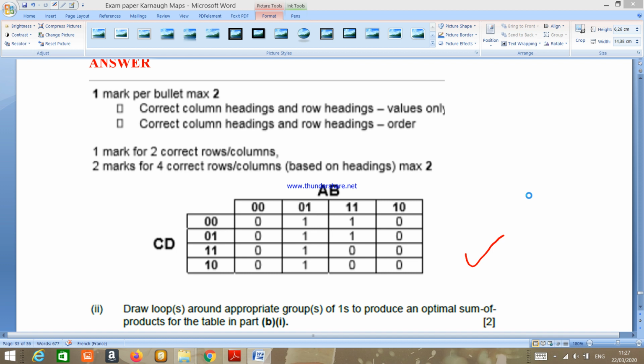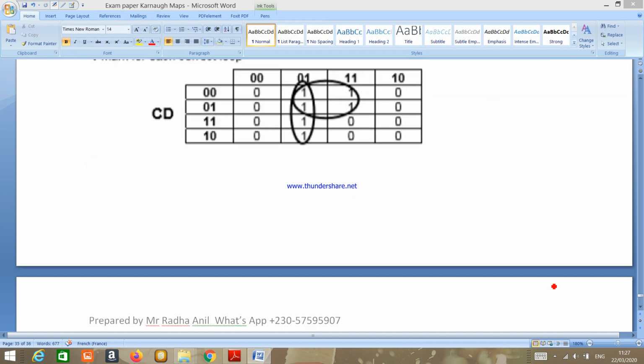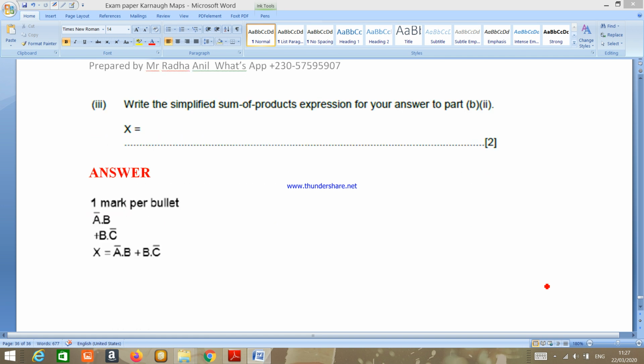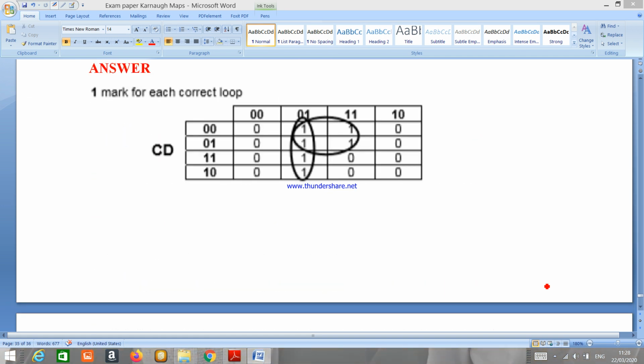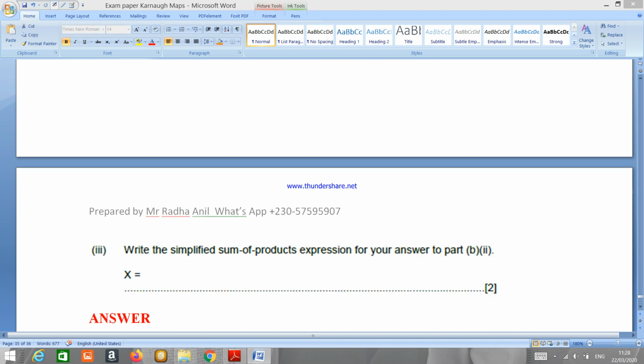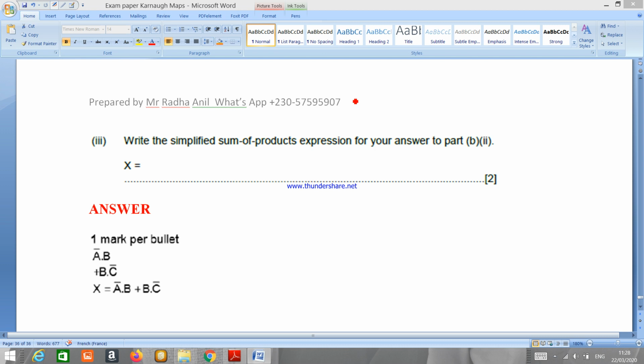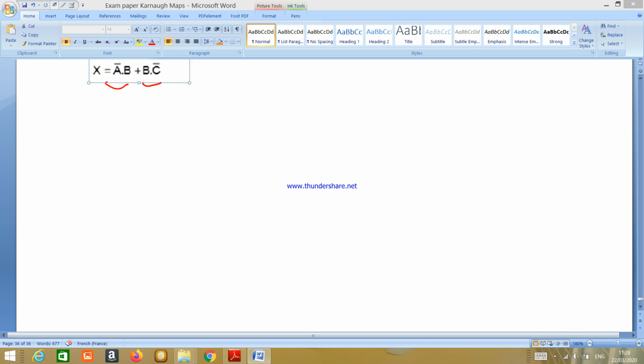Okay, next. We're almost done now. We reduce. We see we can form a group of 4, another group of 4, and we reduce the expression. We get A dash B and B C dash.